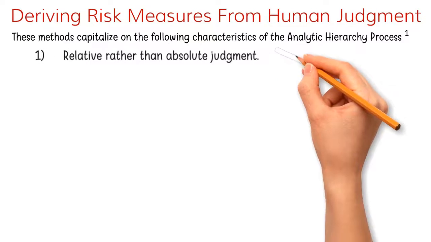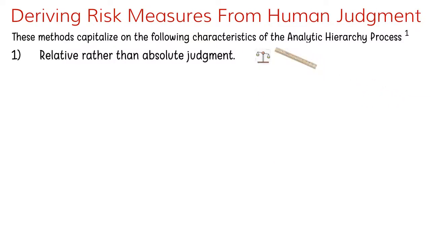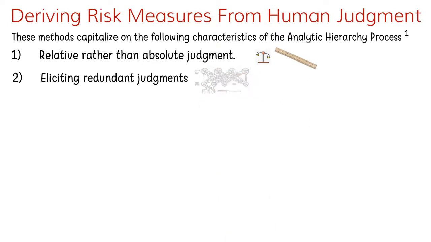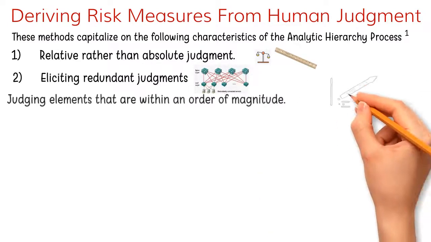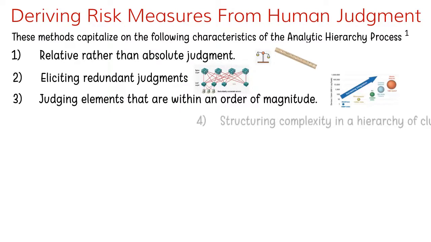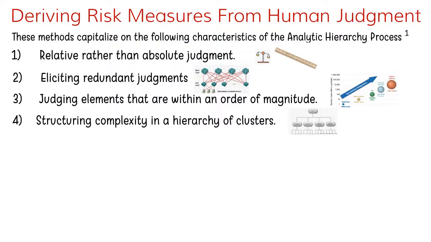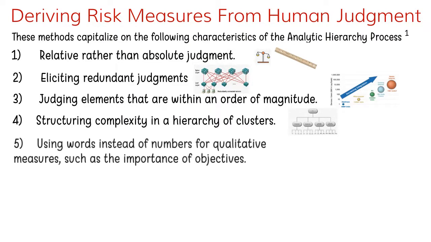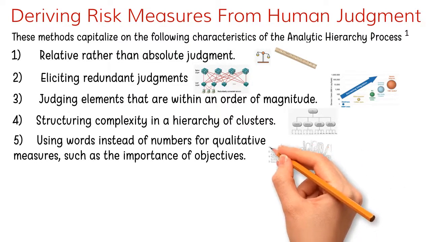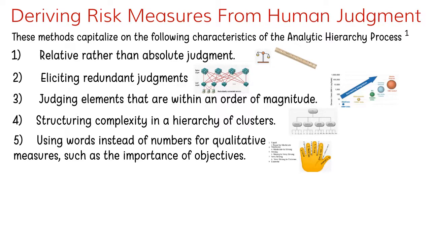1. Relative rather than absolute judgment. 2. Eliciting redundant judgments. 3. Judging elements that are within an order of magnitude. 4. Structuring complexity in a hierarchy of clusters. 5. Using words instead of numbers for qualitative measures, such as the importance of objectives.